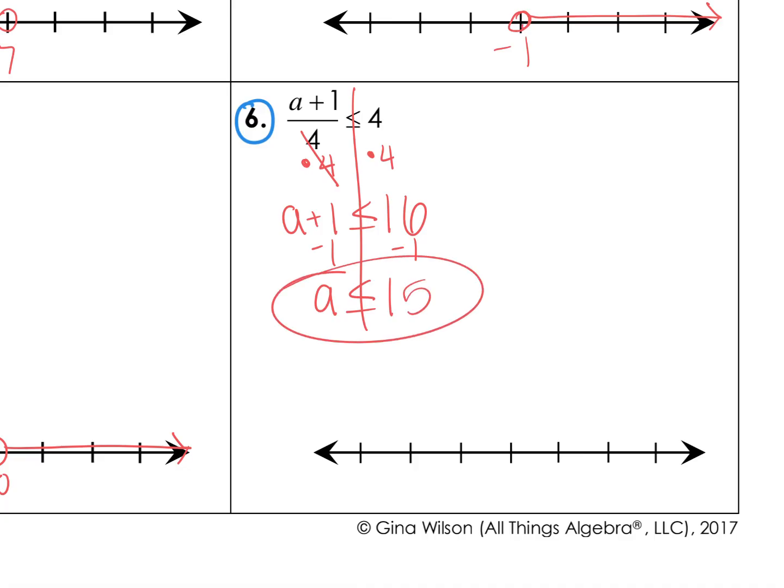This is what we're graphing. Throw your point up at 15. I will need to fill it in. There's more writing here, so there needs to be more writing there. It's or equal to, so I fill it in. A is less than or equal to 15.